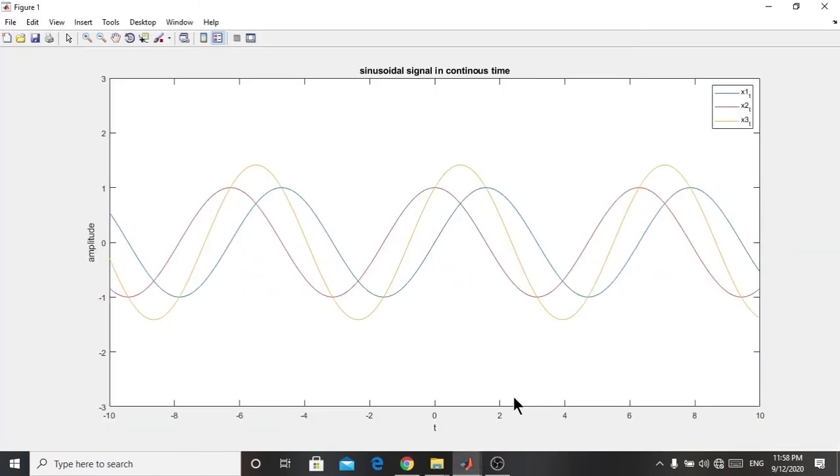So we will get the graph like this. x1 of t is sine, x2 of t is cos of t, and then its summation, sine of t plus cos of t, is this yellow colored graph. Blue colored graph is sine of t, red colored graph is cos of t, and yellow colored graph is sine of t plus cos of t. So you can do signal addition in this way.